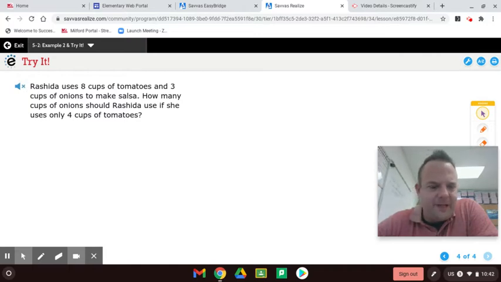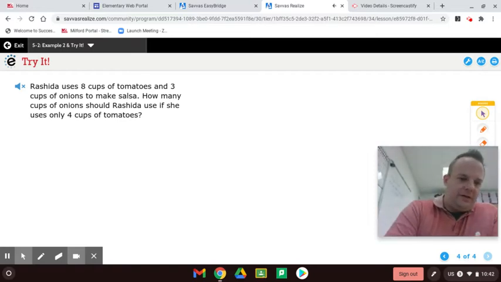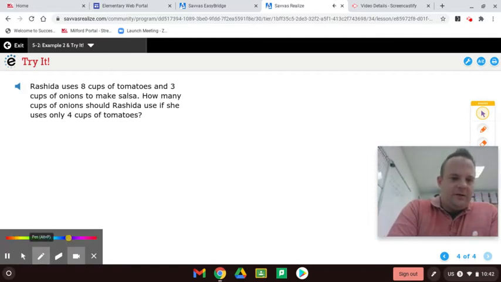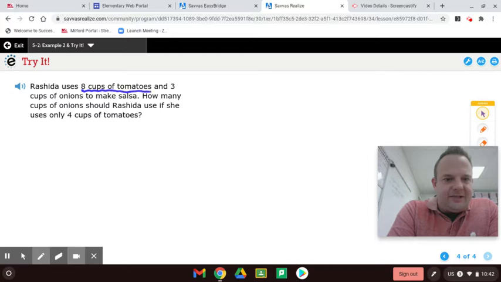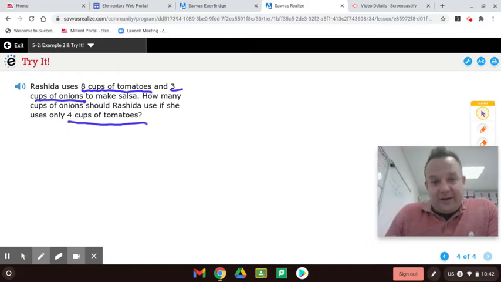Let's check it out. Rashida uses 8 cups of tomatoes and 3 cups of onions to make salsa. How many cups of onions should Rashida use if she uses only 4 cups of tomatoes? So you'll see with these that they're giving you a known ratio, 8 cups of tomatoes to 3 cups of onions. Okay, so that's your known ratio.